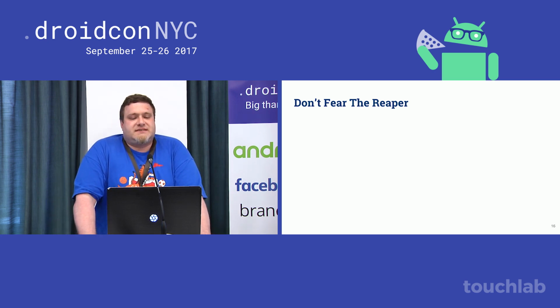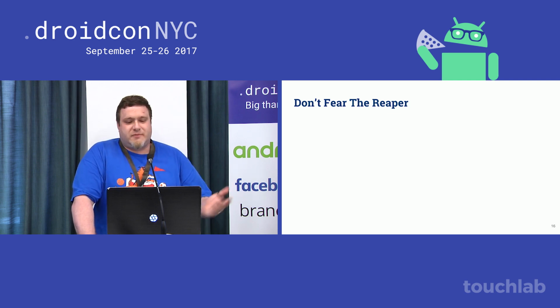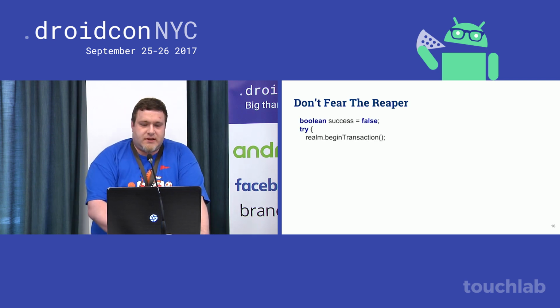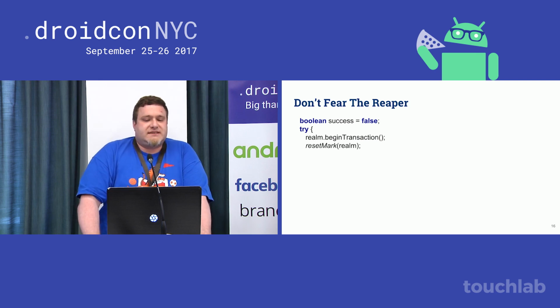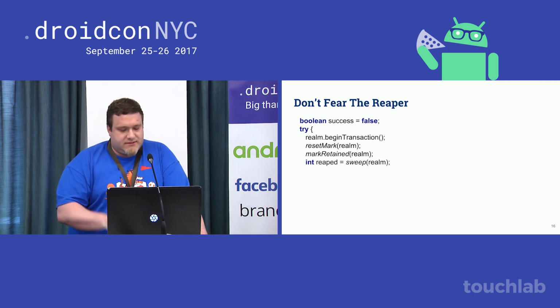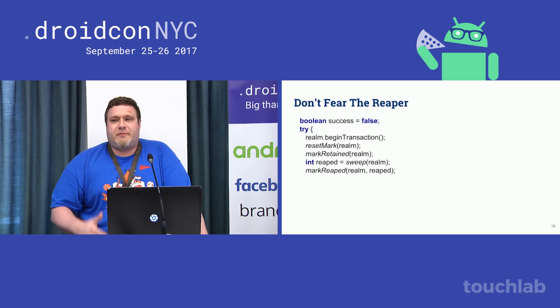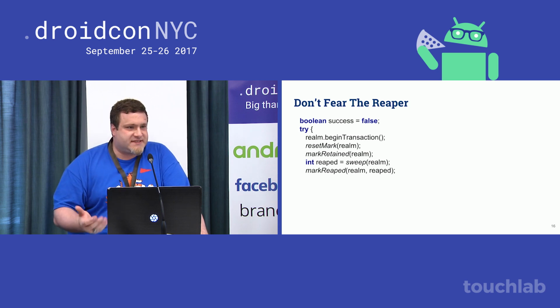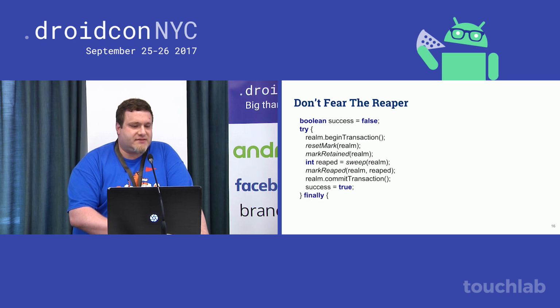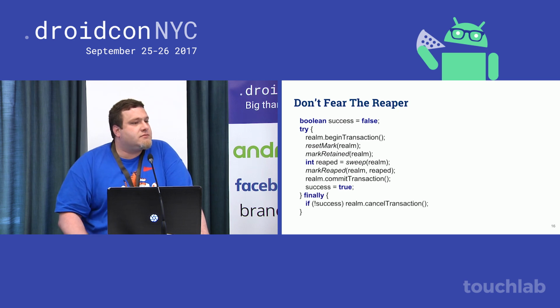Let's dig into what the Reaper actually does, though. So basically, it's a solved problem in computer science. It's called a mark and sweep garbage collector. So here's our core algorithm. First, we open a transaction. Then we reset the mark on all the objects, mark the objects that need to be retained, sweep to remove the objects that are marked as not retained, record the timestamp and how many we actually reaped, mostly just for analytics purposes, and then we commit the transaction. And if something fails, we roll the transaction back, right?